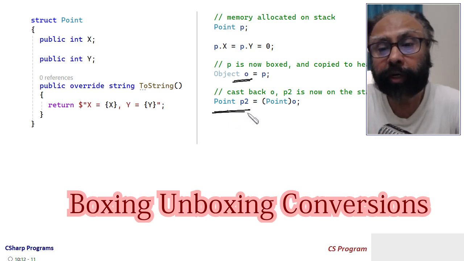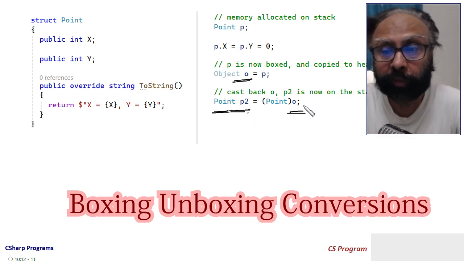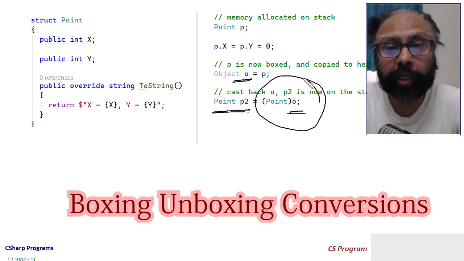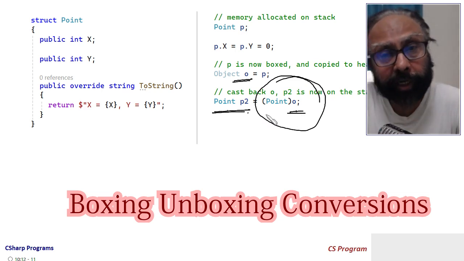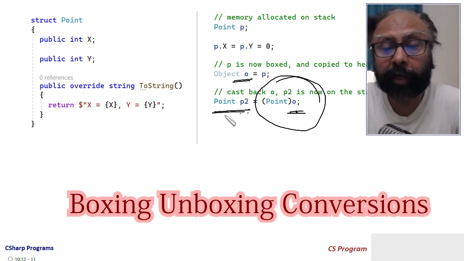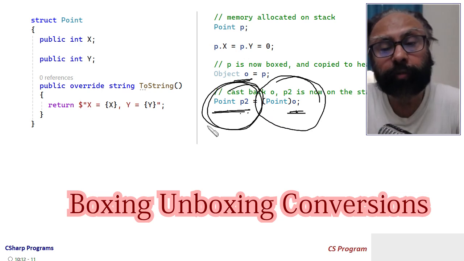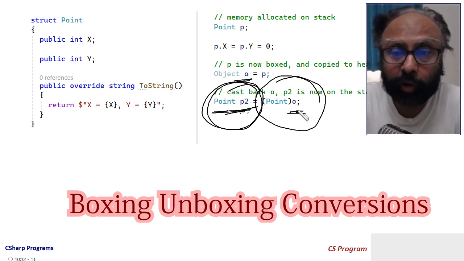So if we write point p2 is equal to point o, the data of the object on the heap will now be created on the stack and put into a new object called point p2. P2 is on the stack. The data of the object on the heap is now moving into this p2.